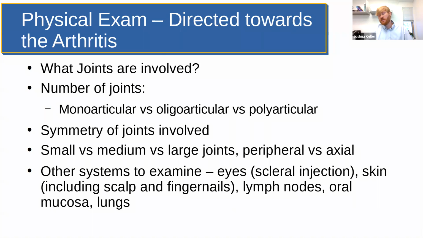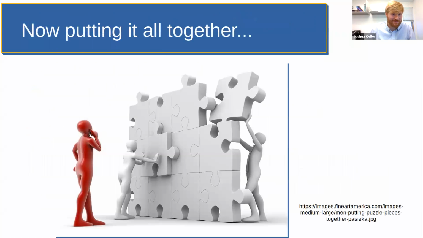And then not just the joints, you want to do a good exam of the eyes. We talked about history and review of systems. So look at the sclera, have them look around so you can look at all areas of it. Look for psoriasis, behind the ears, the belly button, the lower back. Look at the fingernails, feel the lymph nodes, and look for mouth ulcers. Listen to the lungs. So do a normal internal medicine physical exam.